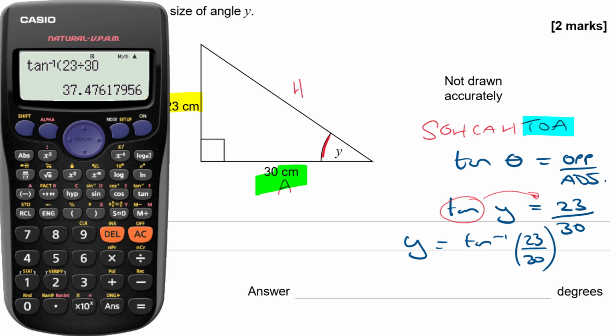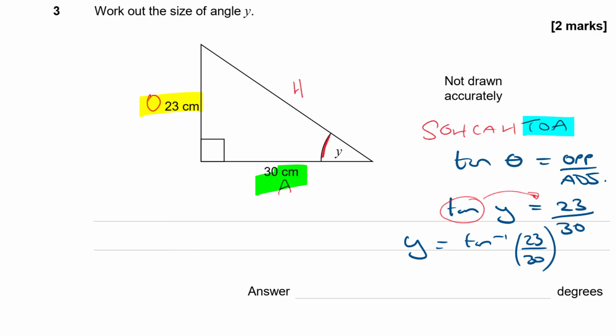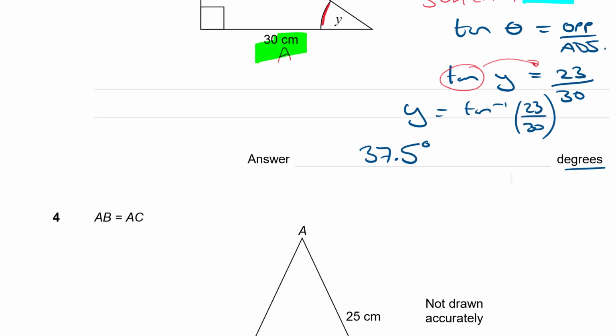37.476. Now again, it doesn't really give me a degree of accuracy, but I'm going to round it off to 3 significant figures unless otherwise stated. So I'm going to write down 37.5. Now what are the units for angles here? I was already given it there, but I'd like to put it in anyway. Degrees.